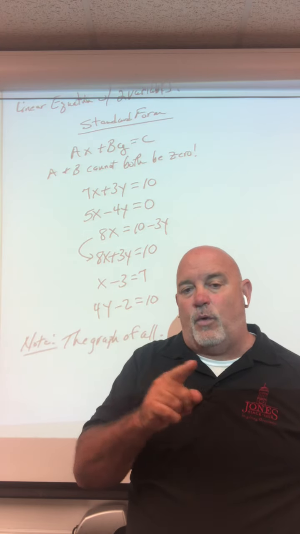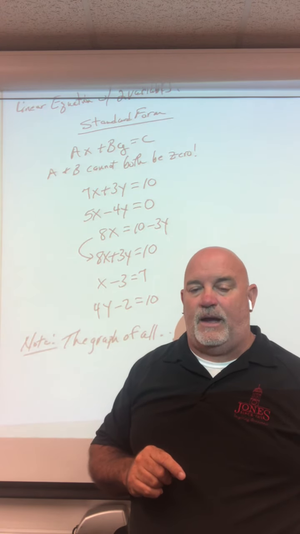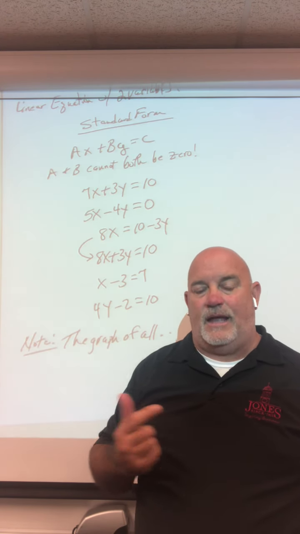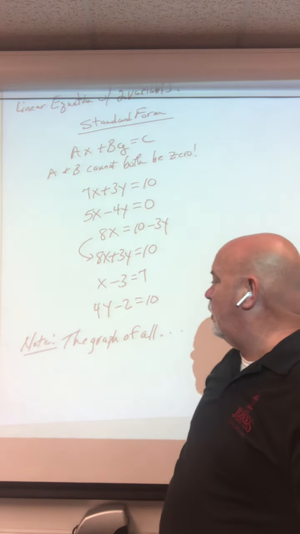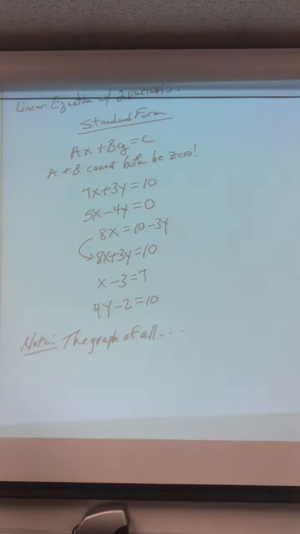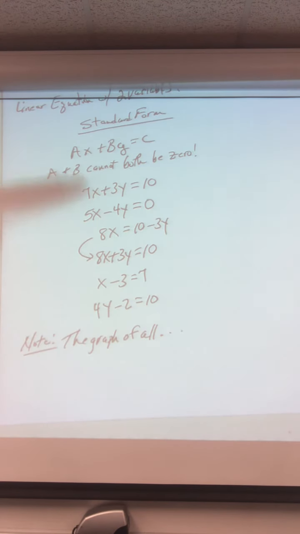And the reason is, listen to the word linear equations. What do the first four letters in the word linear spell? Line. L-I-N-E-A-R. So L-I-N-E is the first four letters in the word linear. So when we graph these in a little bit, and we will soon, we will see that all of these are straight lines. Okay, now, take down the next note.